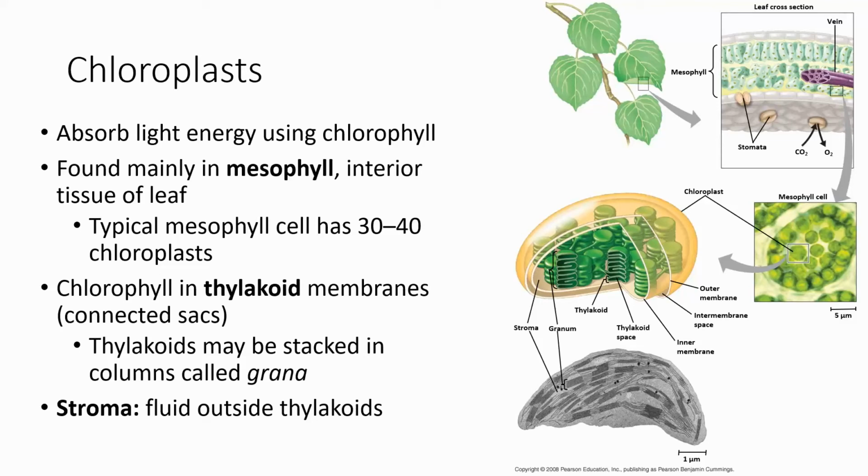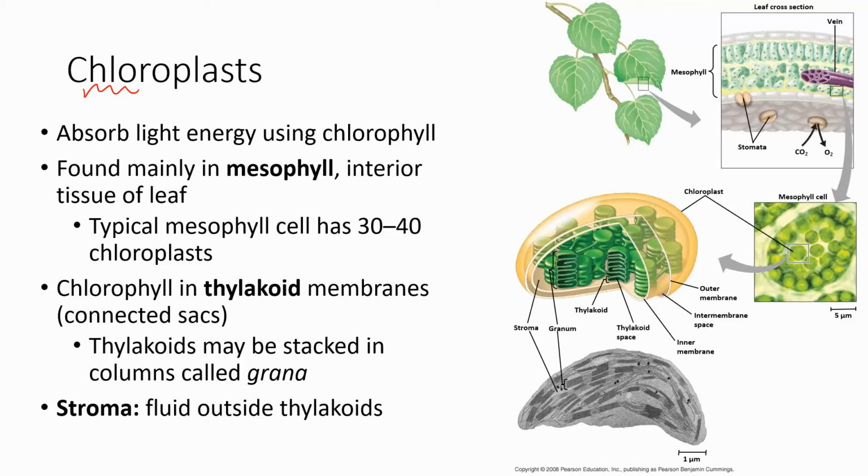So the major pigment that chloroplasts use is chlorophyll. I don't know if this will help you remember anything better, but chloro is actually a prefix that means green. So very creative. They named them after the fact that they're green colored.